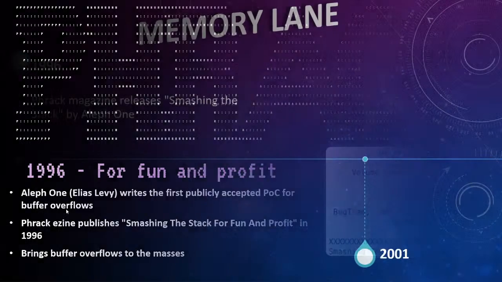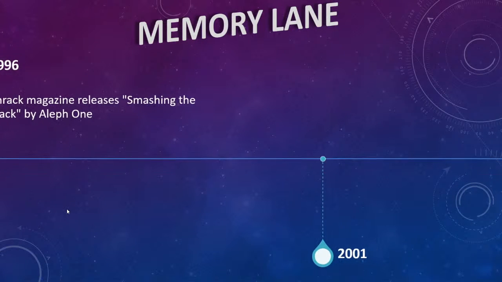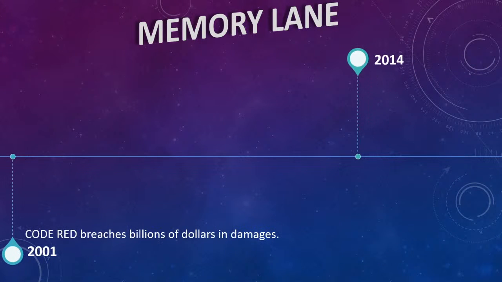Well, what if I told you that almost 30 years since it was first discovered, buffer overflows are still a major threat? So yeah, the Code Red worm in 2001 was the first instance of a buffer overflow costing billions of dollars in damages. And it was sort of a big deal in the early 2000s.